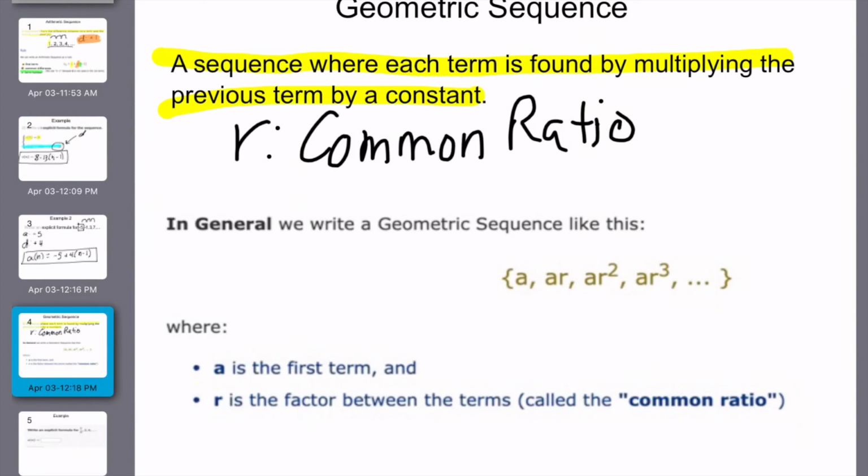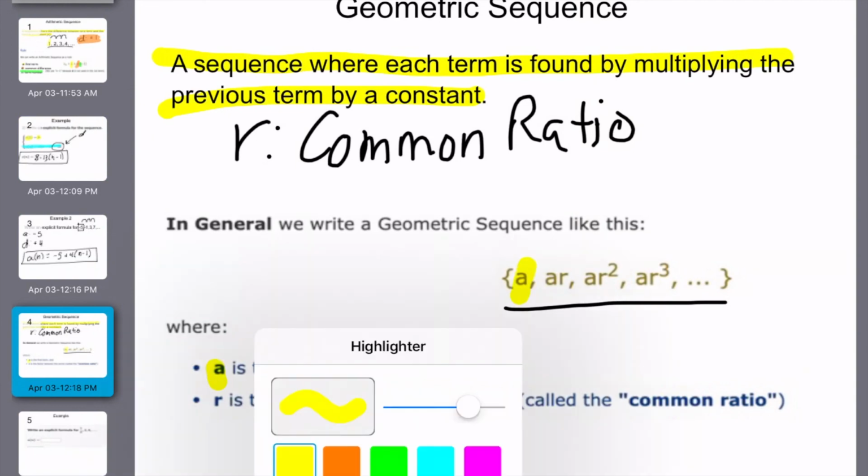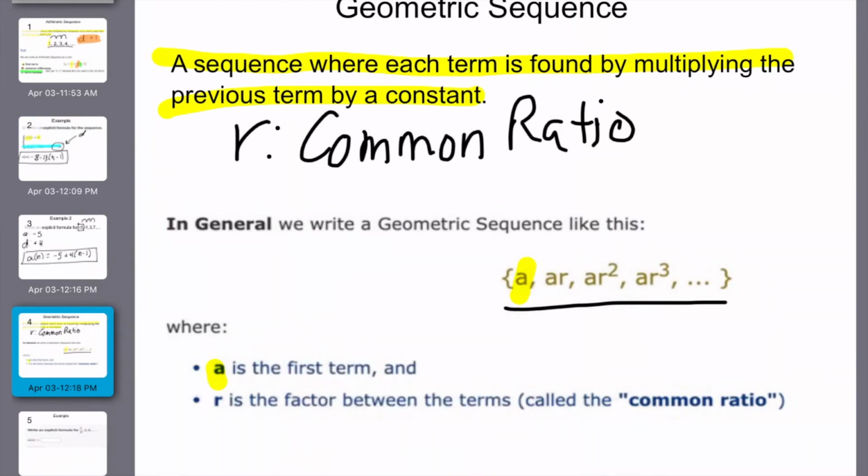So we can write explicit formulas for geometric sequences kind of like this. This is our sequence down here. It's our first term, which we can see is still a. And then we need to make sure that we have our common ratio in there. So then it's a times our common ratio.